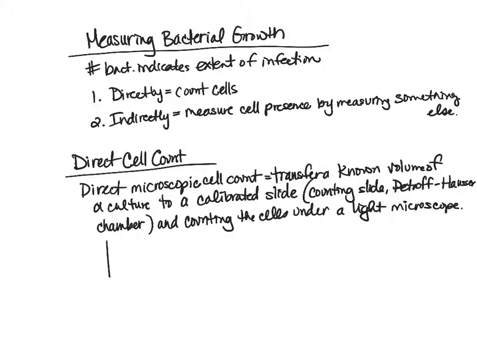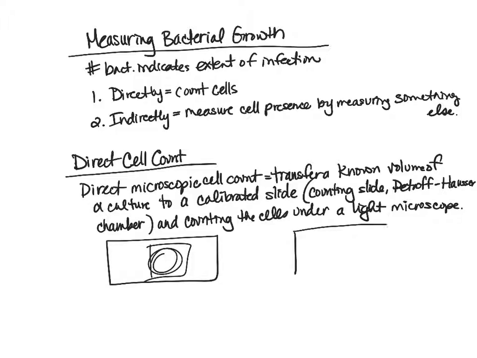So the reason that these are used is because they're not just like your typical slide and then you have your smear of bacteria, maybe you have a cover here. In the case of these calibrated slides or these counting slides, what we have is the slide, but etched into the slide is a graph here. And then what we do is we add our broth here, our known volume of culture, and then when we look at it through the light microscope, we can count the bacteria. We can count the bacteria in several of the squares, and then what we can do is we can calculate how much is in our entire volume based on the average number in this volume.